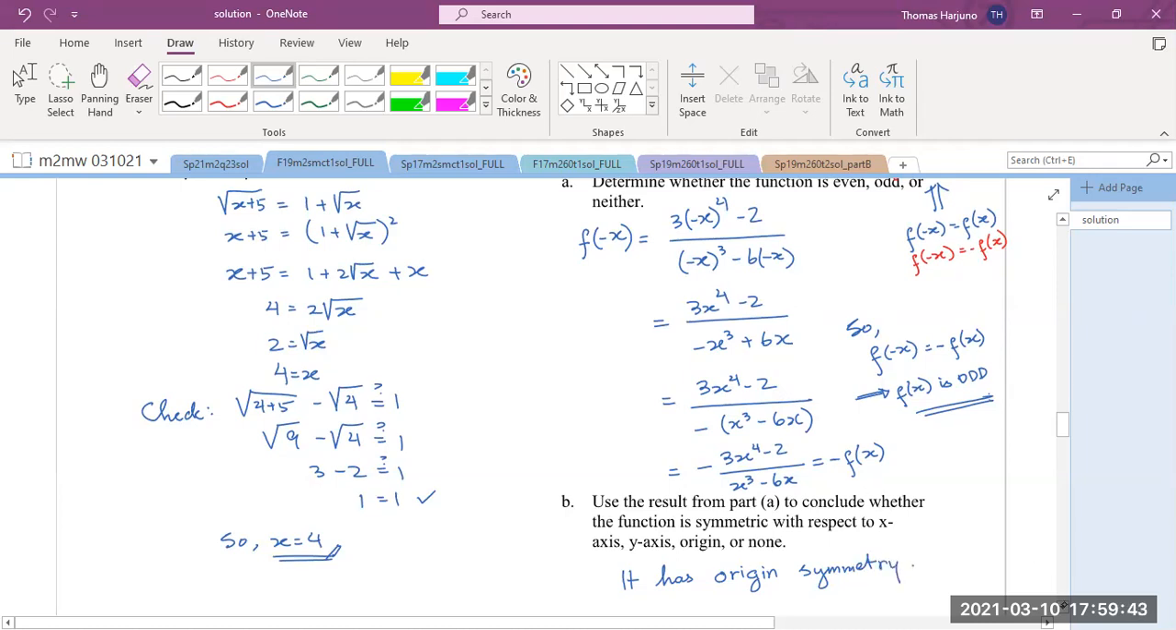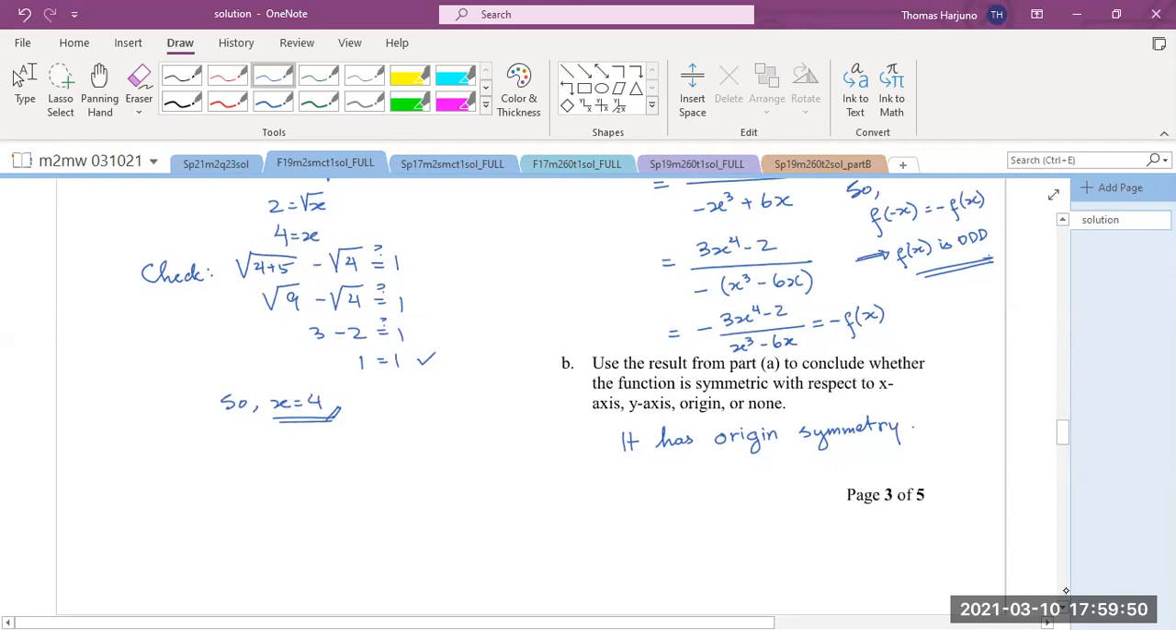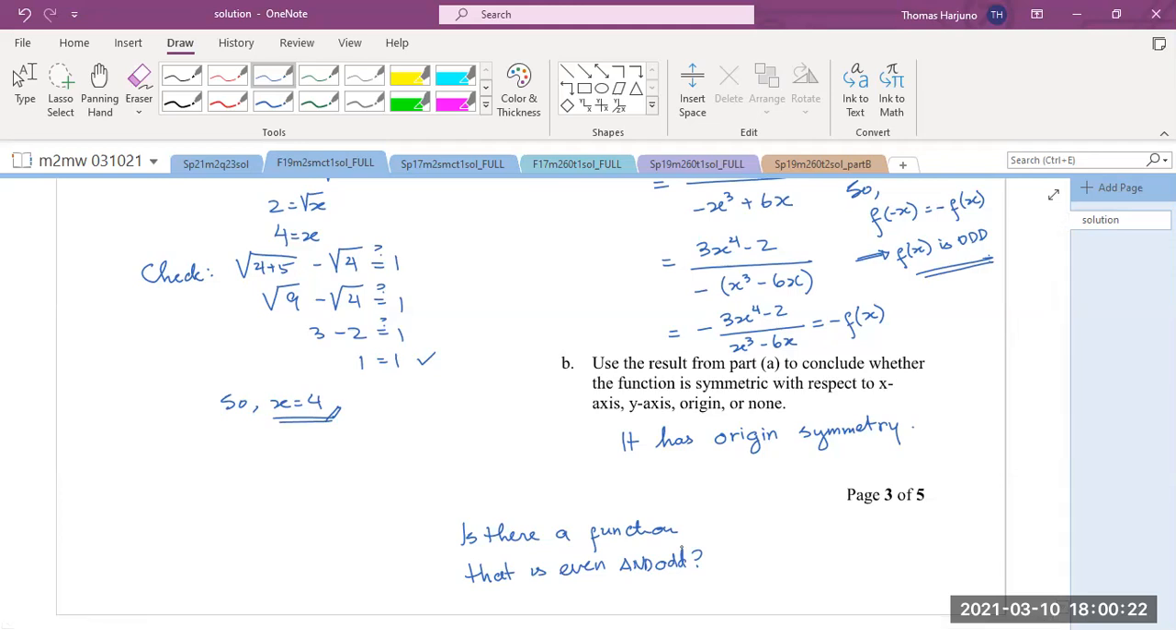Now, yesterday in class, I challenged the class to find a function. Is there a function that is even and odd at the same time? At first, I thought about it and had a little hard time until I realized one thing. Hey, let's attack that problem this way.